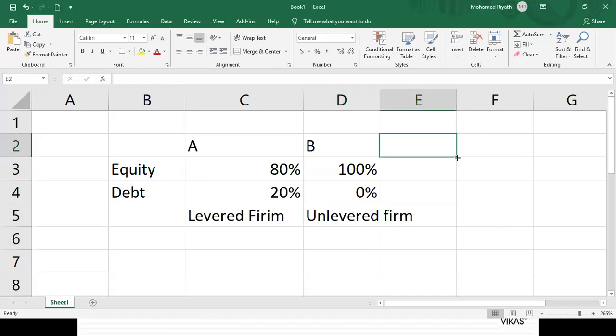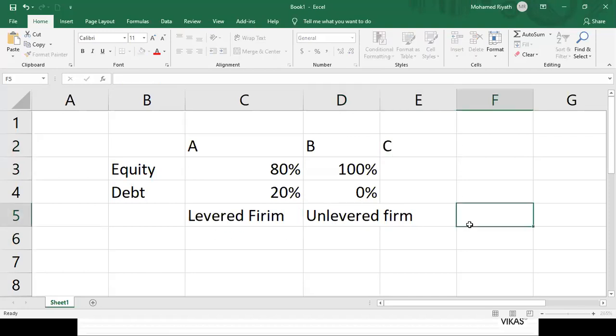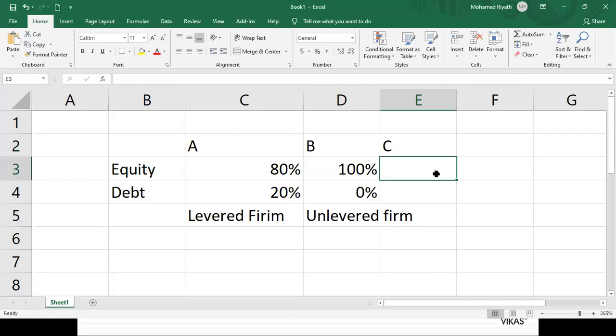We take company C. Here the equity capital is 40% and debt capital is 60%. Then is company C a levered firm or an unlevered firm? Company C is a levered firm because it has both types of capital.